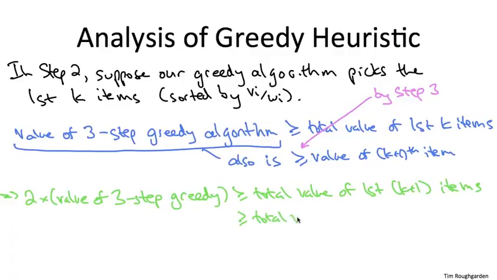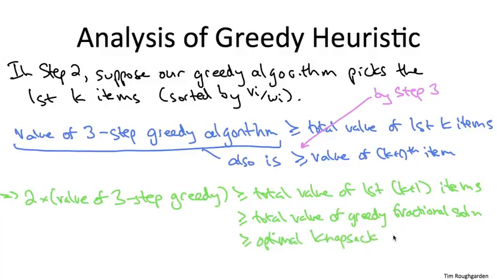This is the first k plus 1 items, 100% of them. The greedy fractional solution has the first k items, 100%, and some fraction of item k plus 1. So the value of the fractional greedy solution is even worse than the right-hand side here. And the whole point of our thought experiment was to argue that the greedy fractional solution is even better than optimal. That has value at least as much as every feasible knapsack solution.